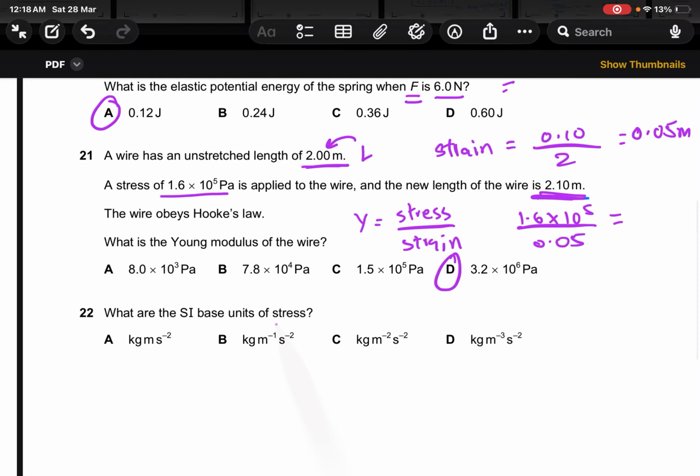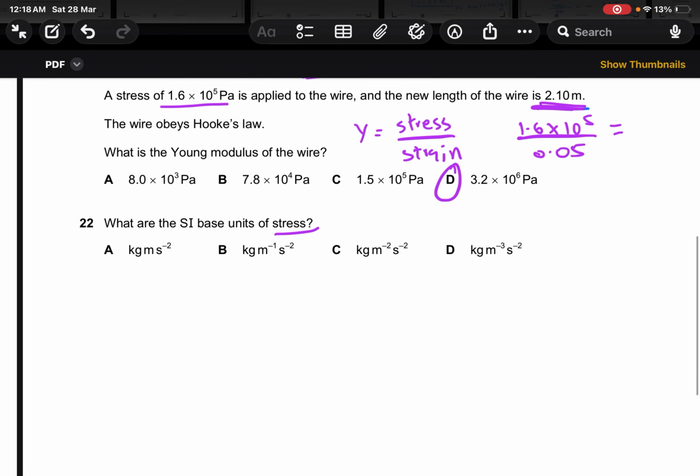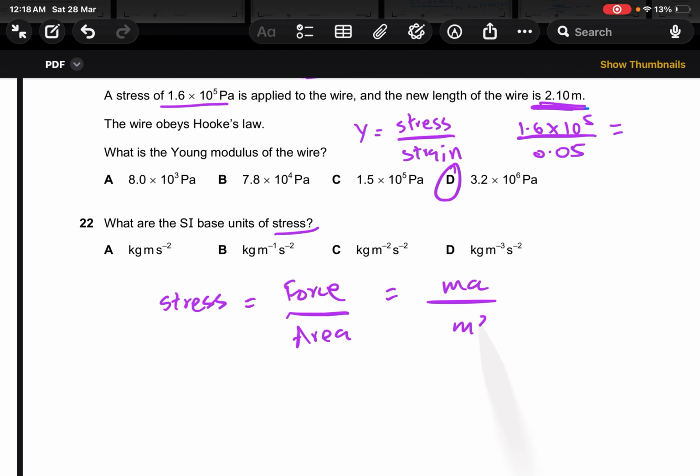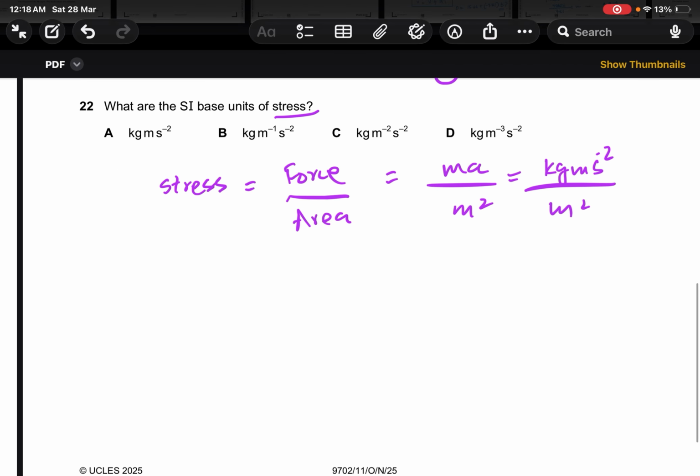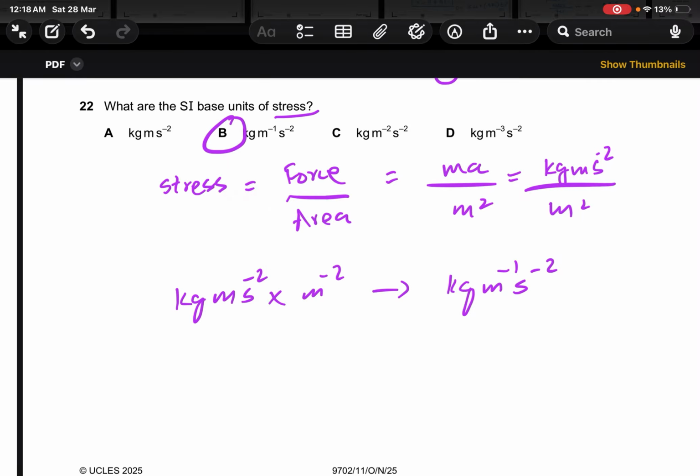What is the SI base unit of stress? Okay, no worries. Stress equals force upon area. Force equals mass into acceleration. Area equals meter square or length square. Mass equals kilogram, so kilogram meter per second square upon meter square. Kilogram meter per second square times meter negative 2 gives kilogram meter negative 1 second negative 2. Okay, solved it in front of you. Easy.